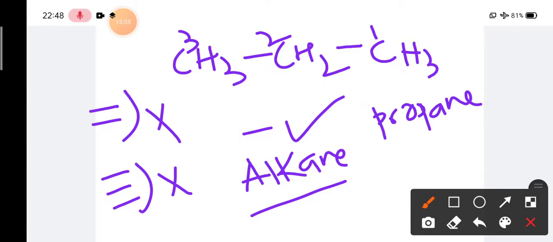So look for this: in the case of homologous series, if there is no functional group as such, that is fluorine, chlorine, bromine, iodine, or COOH, CHO, or CO, then you have to look for the double bond or triple bond. If there is no double bond or triple bond, that will be an alkane, and the name will be according to the number of carbons. Okay, so let's move to the next.